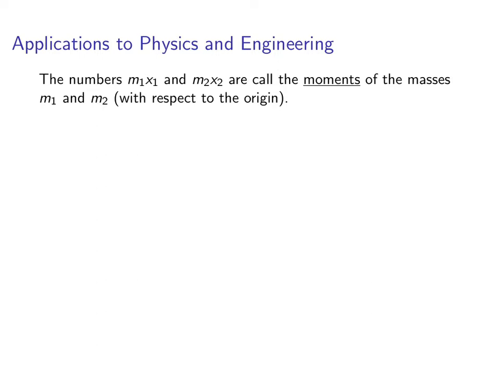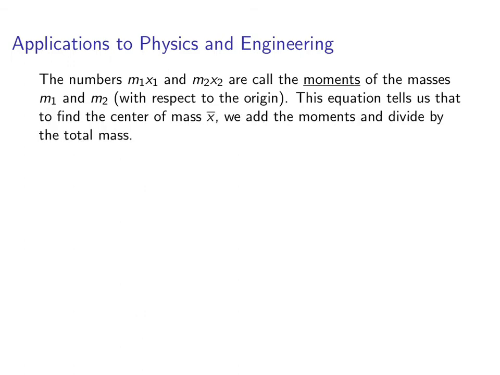The numbers m1 x1 and m2 x2 are going to be called the moments of the masses m1 and m2 with respect to the origin. So the equation tells us that to find the center of mass, x bar, we add the moments and divide by the total mass. So moments divided by mass.